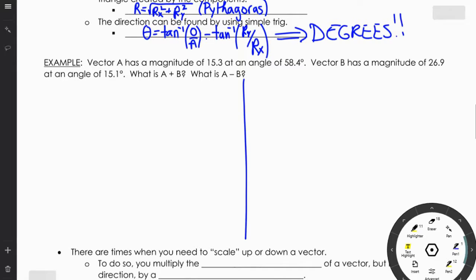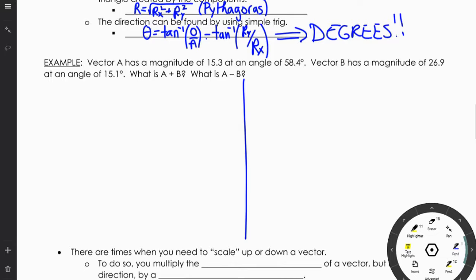So we have vector A with a magnitude of 15.3 at an angle of 58.4 degrees. Vector B has a magnitude of 26.9 at an angle of 15.1 degrees. What is A plus B, and then what is A minus B? So here we're going to add, and then do a second part where we subtract.